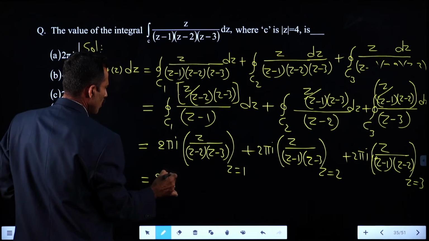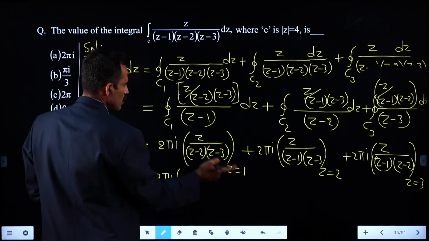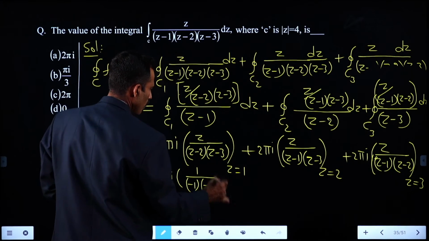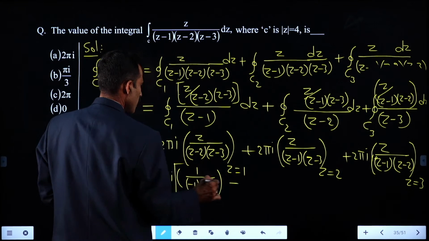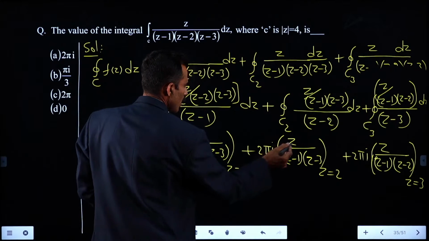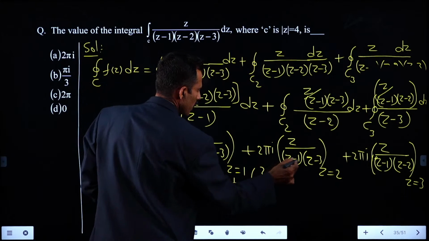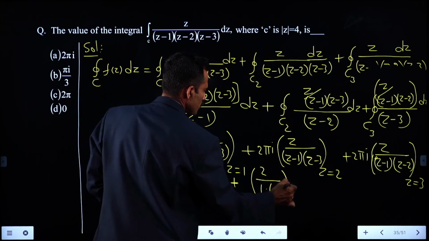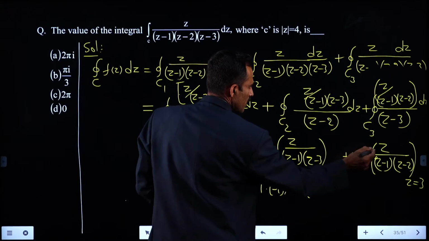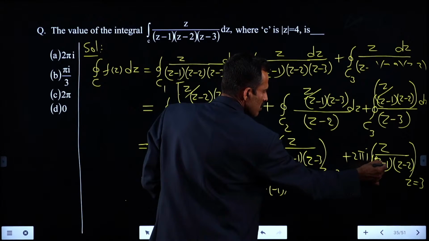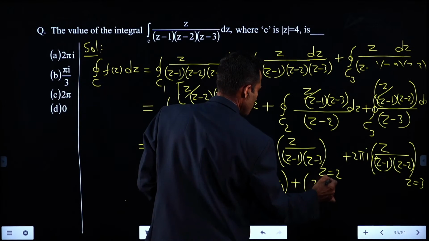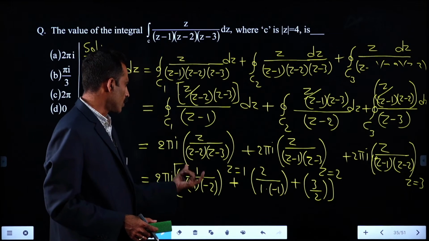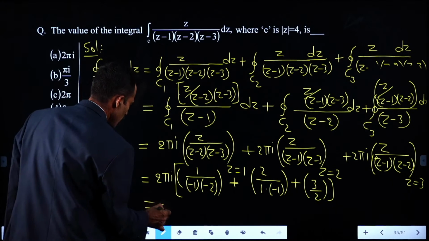Now 2 pi i is common to each and every term. Substitute z equal to 1: 1 by (minus 1)(minus 2), plus z equal to 2: 2 by (2 minus 1)(2 minus 3), which is minus 1, plus z equal to 3: 3 by (3 minus 1)(3 minus 2), which is 3 by 2. So 1 by 2, minus 2, plus 3 by 2, that is 4 by 2 minus 2, the sum is 0. That is the value of the integral.